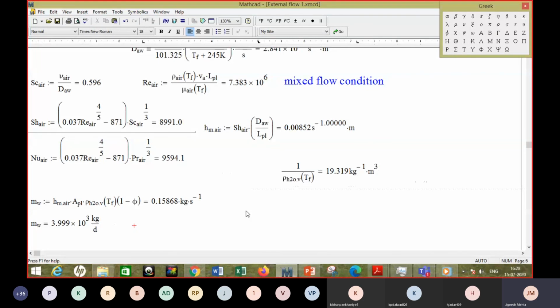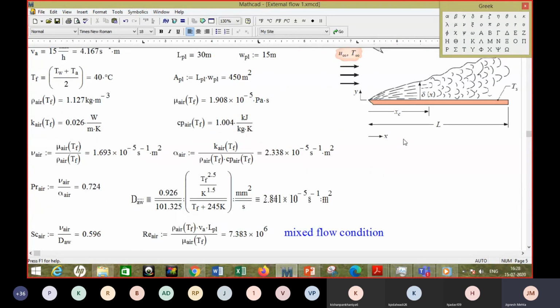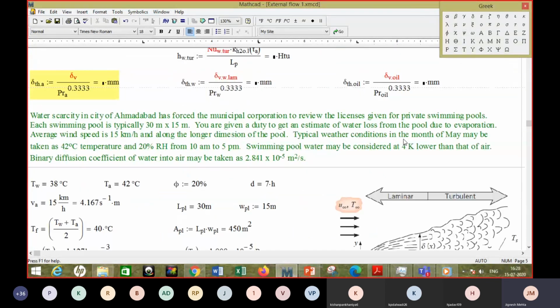And what we used is the correlation for the mixed flow condition, and the analogy between heat transfer and mass transfer. And with the help of that, we could solve this seemingly practical problem of finding the water loss from a swimming pool. So if it is peak summer and there is scarcity of water, one feels that such a large amount of water is just evaporation loss. We are not talking about any other losses.